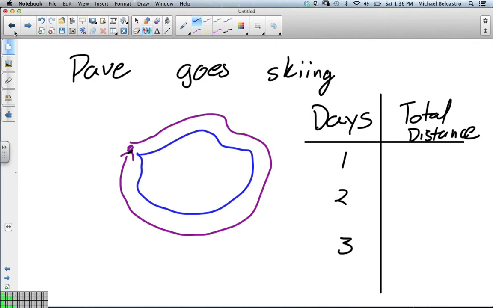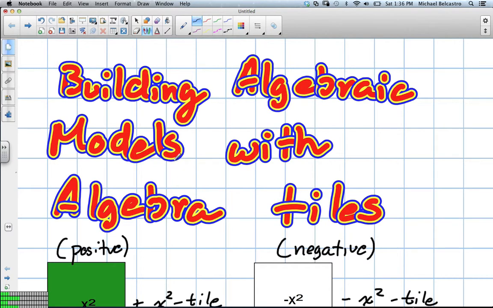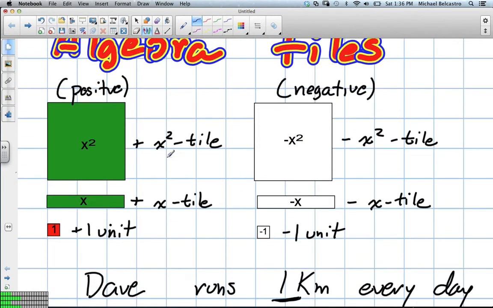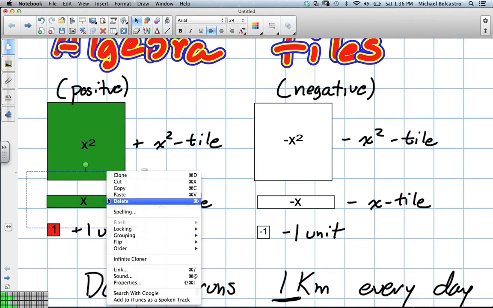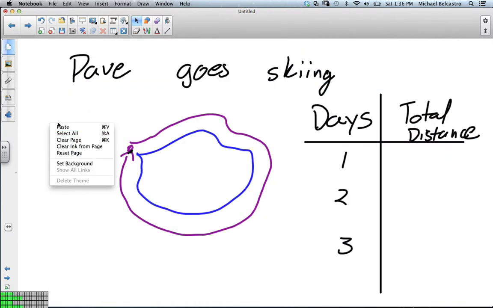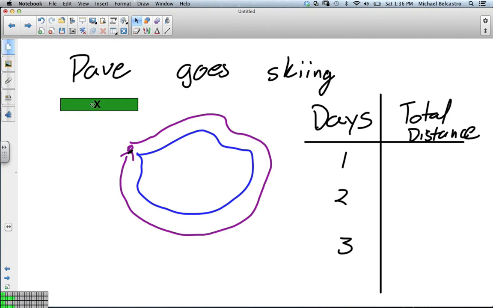So, let's go back to the other page. I want to know which of these tiles would we use to represent the unknown distance, do you think? I'd use the X tile, the positive X tile. Positive X tile, that's our unknown distance, right? Good. So we'll go back over this page. Okay, and we're going to represent this. We're going to use this to represent our total distance.